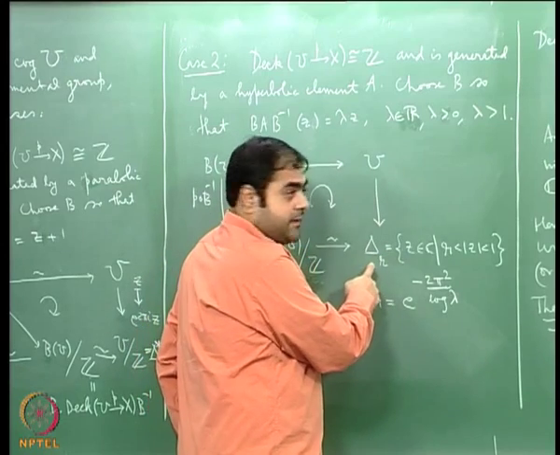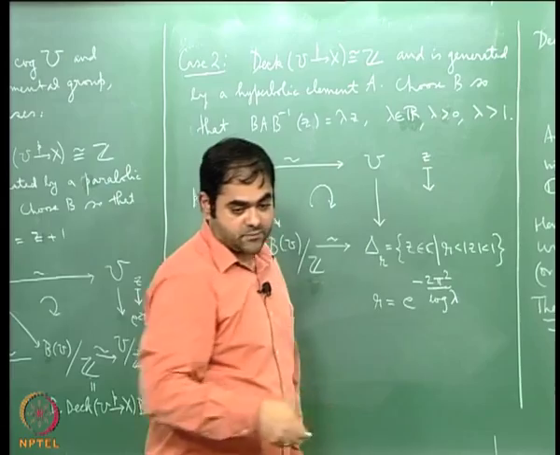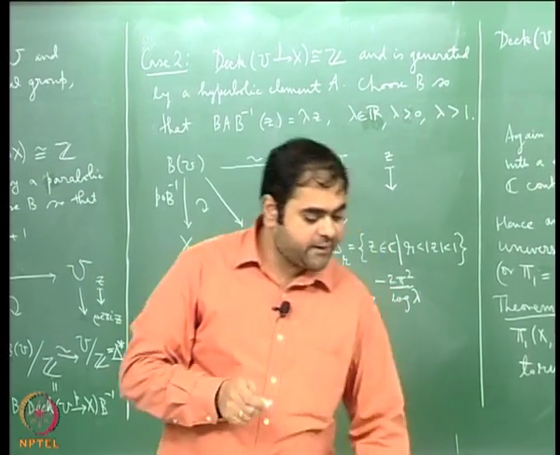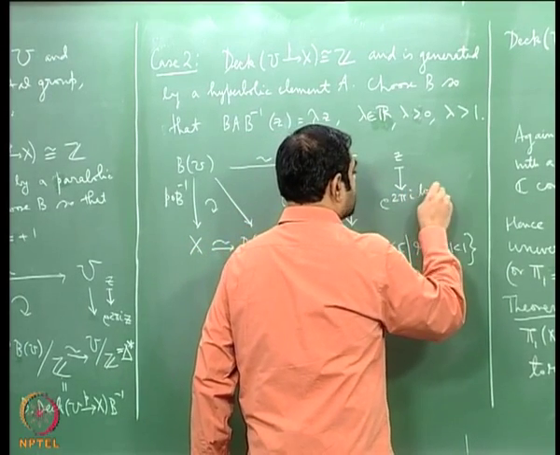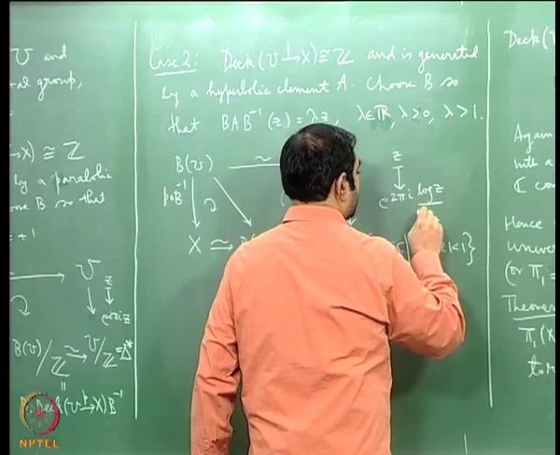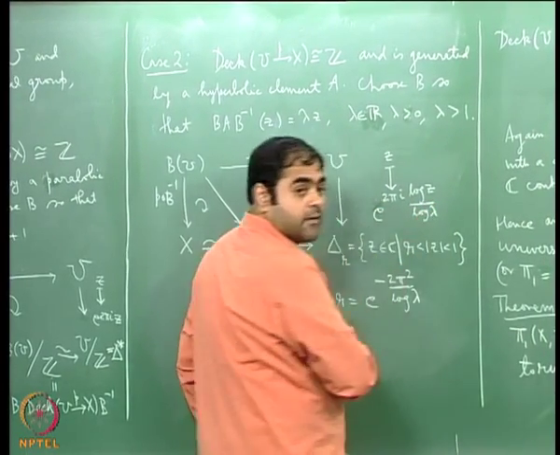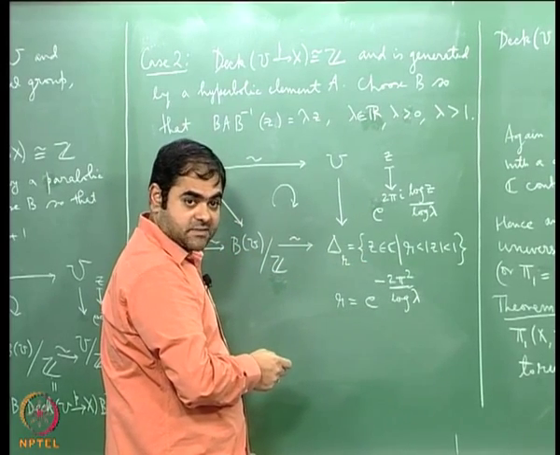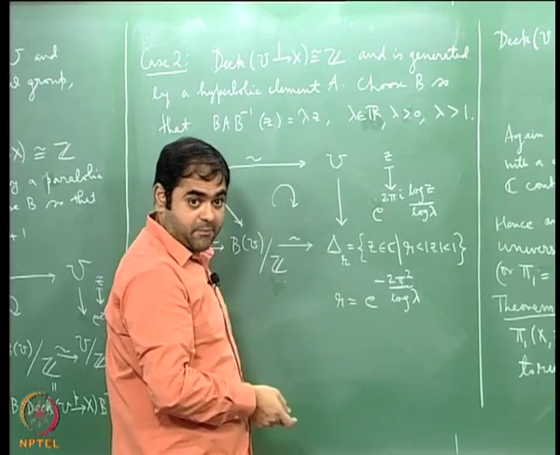And this map from u to delta r is none other than the map Z going to, it is also an exponential map, it is just Z going to e power 2 pi I log Z by log lambda, okay. I want you to check that this is a covering map, which is quite easy to do if you know the properties of the exponential mapping.